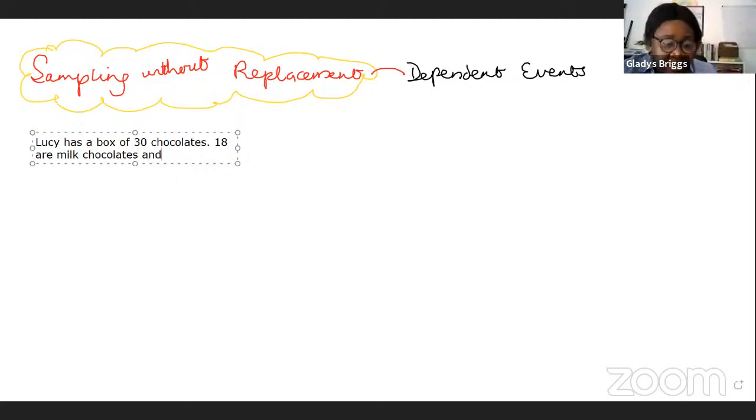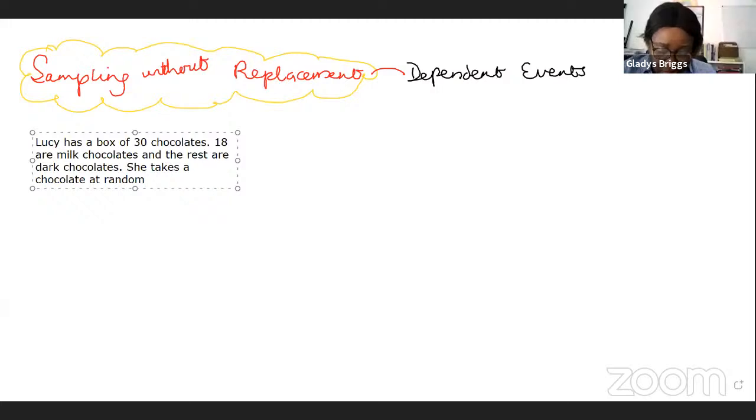And the rest are dark chocolates. She takes a chocolate at random from the box and eats it. She then chooses a second.